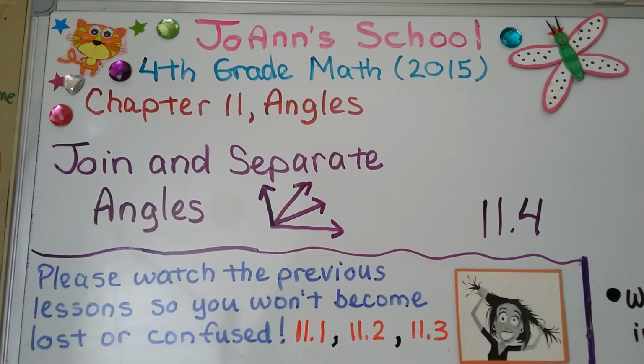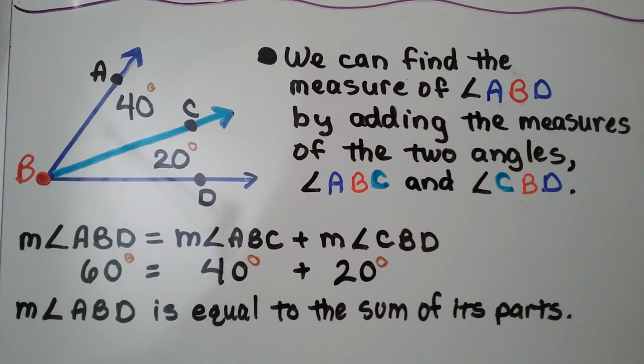Lesson 11.4, Join and Separate Angles. Here we have a drawing of some angles. We can see the vertex is the letter B.